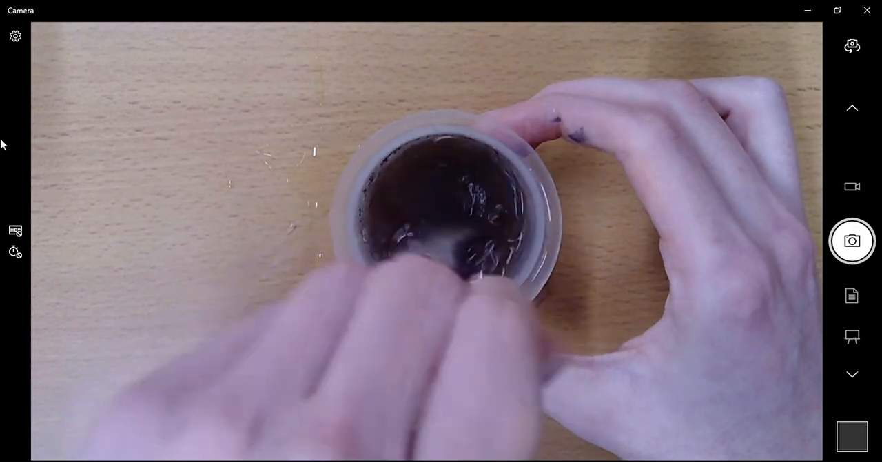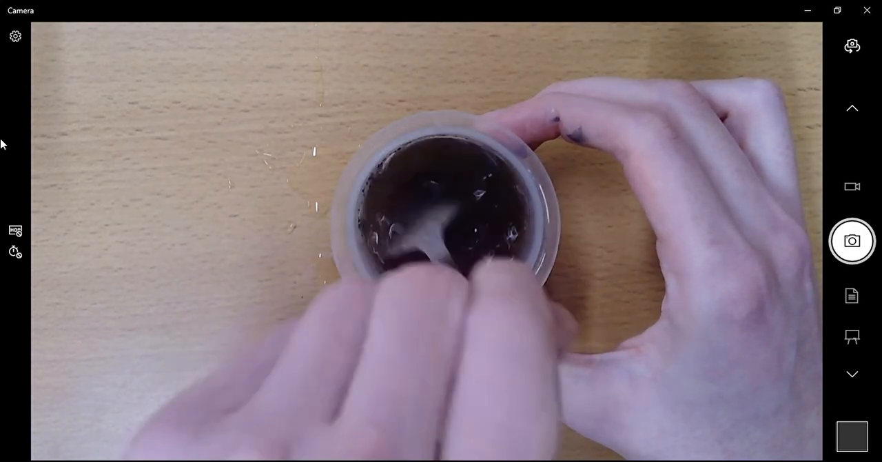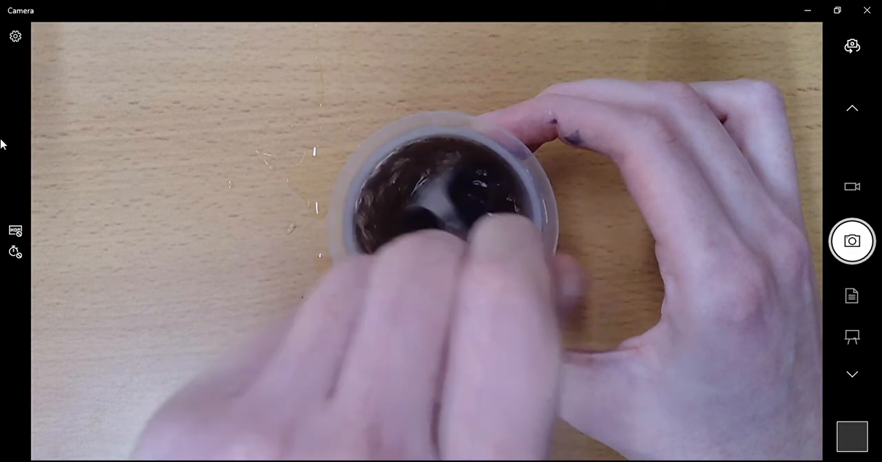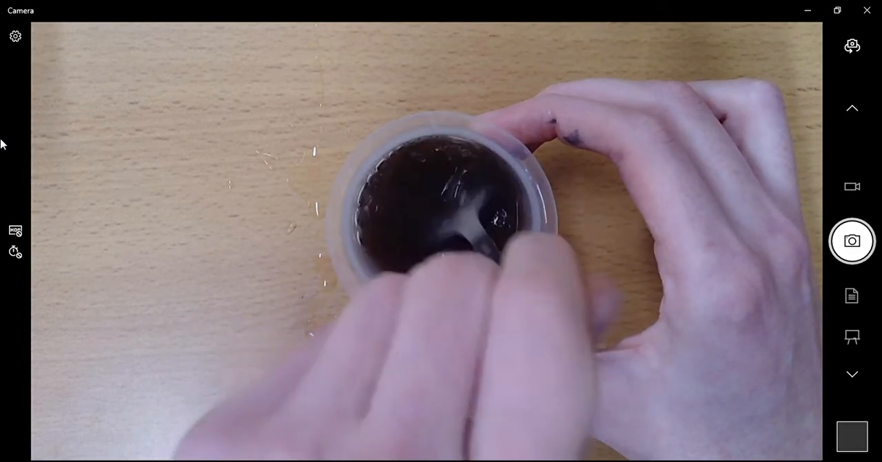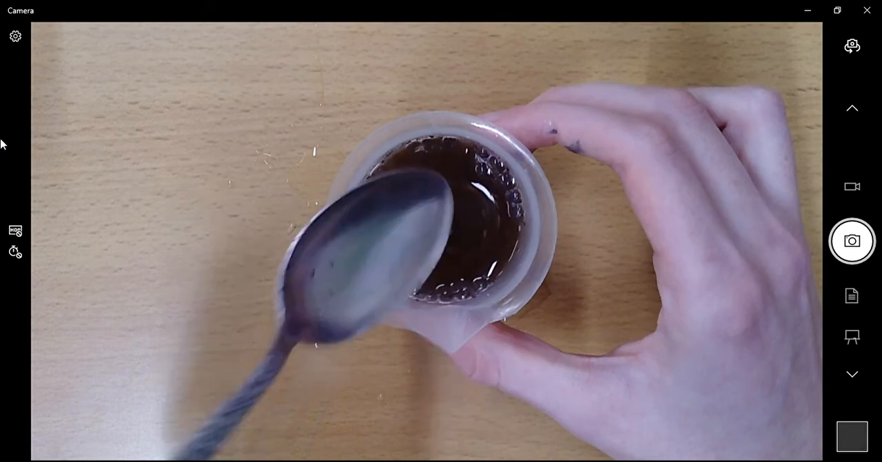Already it doesn't look like it's going to dissolve. It looks like it's going to be insoluble. I'll mix it around. I'll just put it to one side.